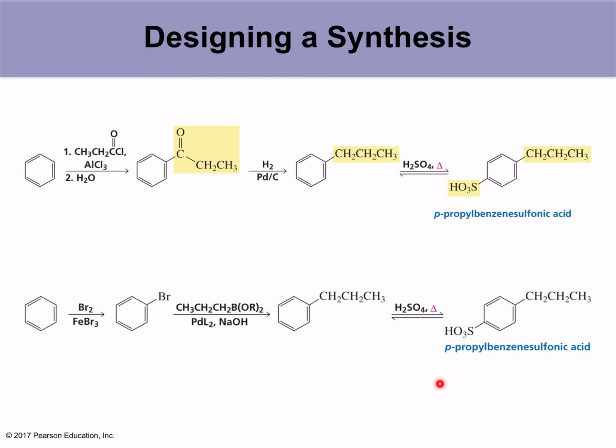So another method to achieve the same product, starting with benzene, you brominate it with bromine and iron bromide, and then you do the Suzuki coupling. Okay, to achieve this same product, you use this compound, boron compound with the propyl group and alkoxy group, palladium catalyst and sodium hydroxide. So this will be replaced by the propyl group, and then you do the same thing with sulfonation. We can get the para-propyl benzene sulfonic acid. To synthesize one compound, you might come up with different routes.